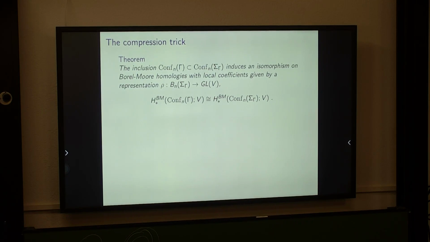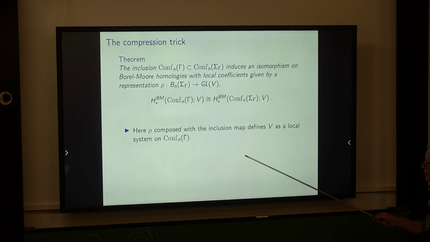I see. But the configuration space doesn't know about the cyclic order. The configuration space on the graph doesn't know, but the local system does. Oh, okay. This is a very good remark. The homology will depend on the local system. Also, the standard homology does not see the cyclic orientation, but the local system does. Okay, this is what I say here.